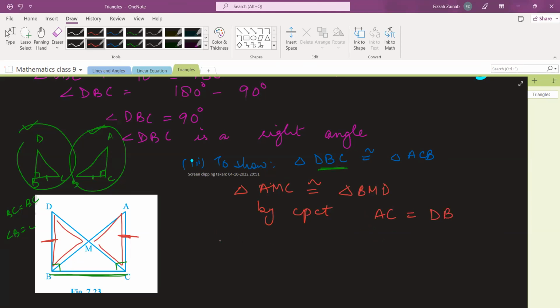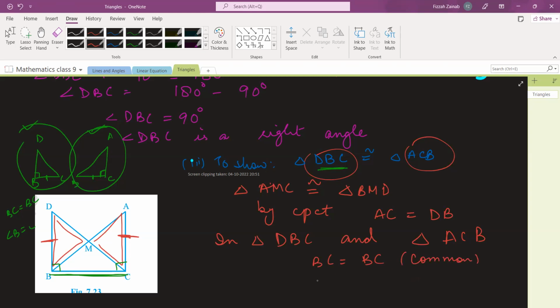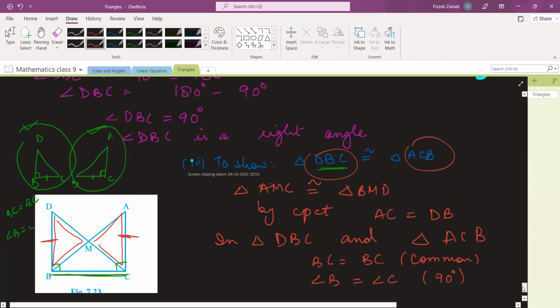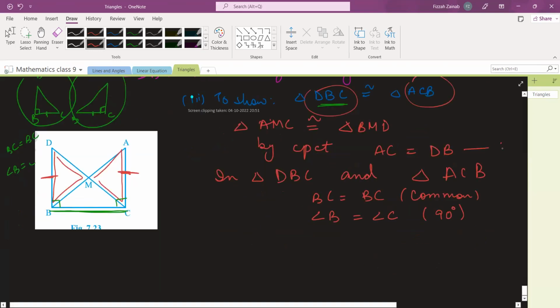Now you come to your triangle. So in triangle DBC and triangle ACB, let's see what do we have. BC is equal to BC, which is the common side. Now one angle is 90 degrees, so angle B is equal to angle C, which is 90 degrees. And we will use this result first, that AC is equal to DB, from 1. Clear?